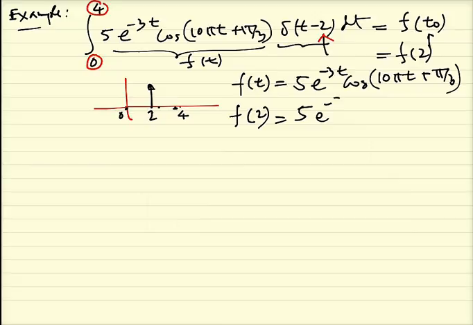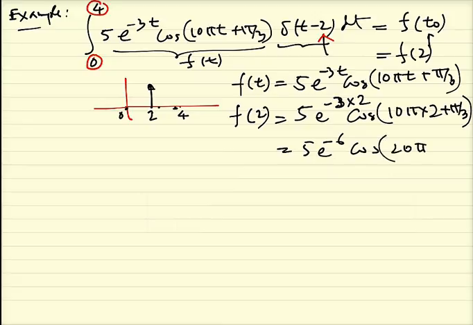This will give you 5 e to the minus 3 into 2, cos(10 pi times 2 plus pi over 3). So we now have 5 e to the minus 6 cos(20 pi plus pi over 3). If you find out this value, it is 0.0062, right? So this is the answer. The answer here is f of 2, which is 0.0062. So this is the worked-out solution of this example.